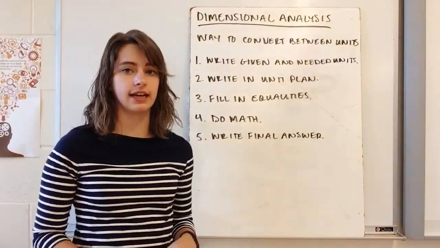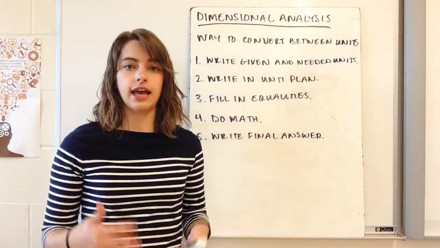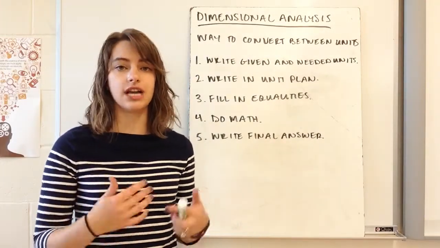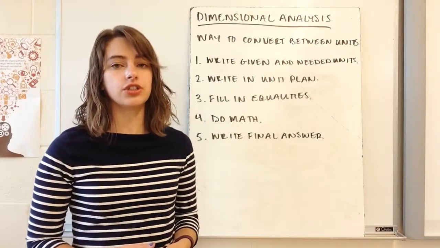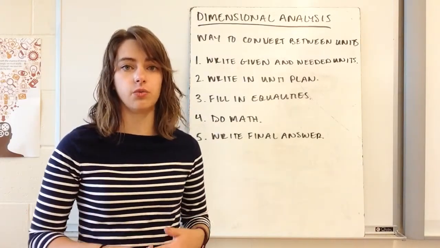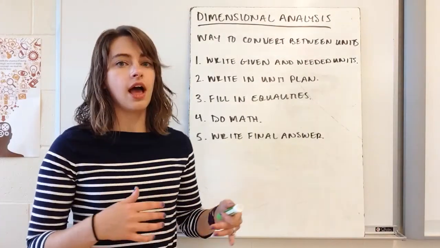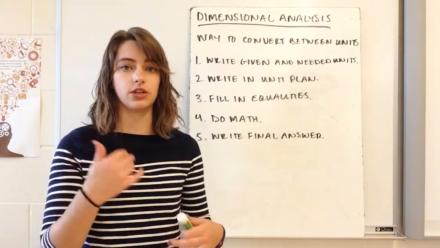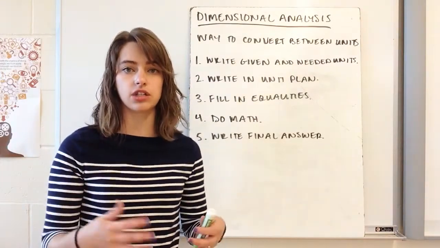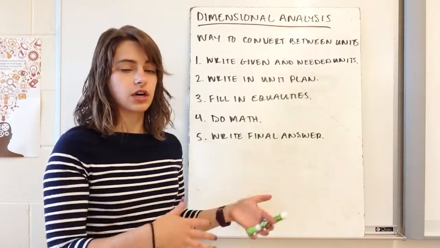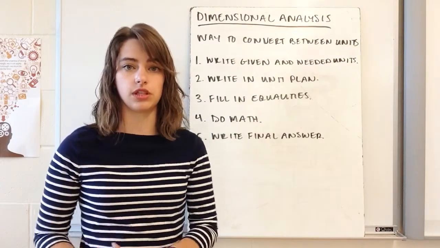Then you're going to write in a unit plan. And for your unit plan, you're just looking at how to get between the units. You're not worrying about numbers right now. So you're using some of the equalities that we already know. So we know that there are a certain number of grams in a kilogram, so we can convert between grams and kilograms. So we're going to place our units so that they'll work out, and our starting units will go away and we'll end with the units that we need.